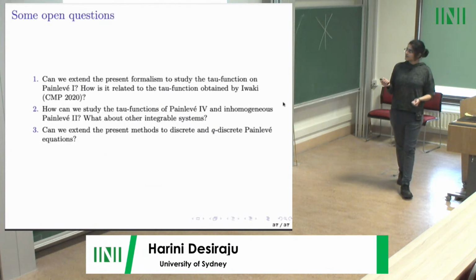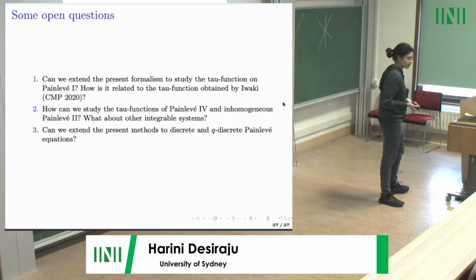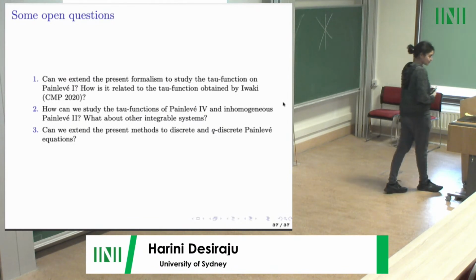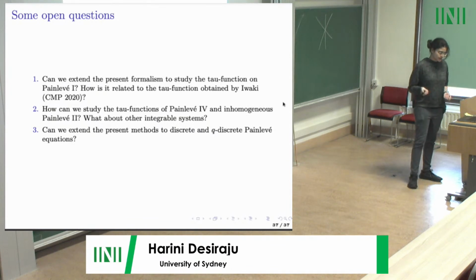The other is to extend these methods also to Q Painlevé equations, because such a splitting is also possible for Q discrete systems. I think I'll stop here.